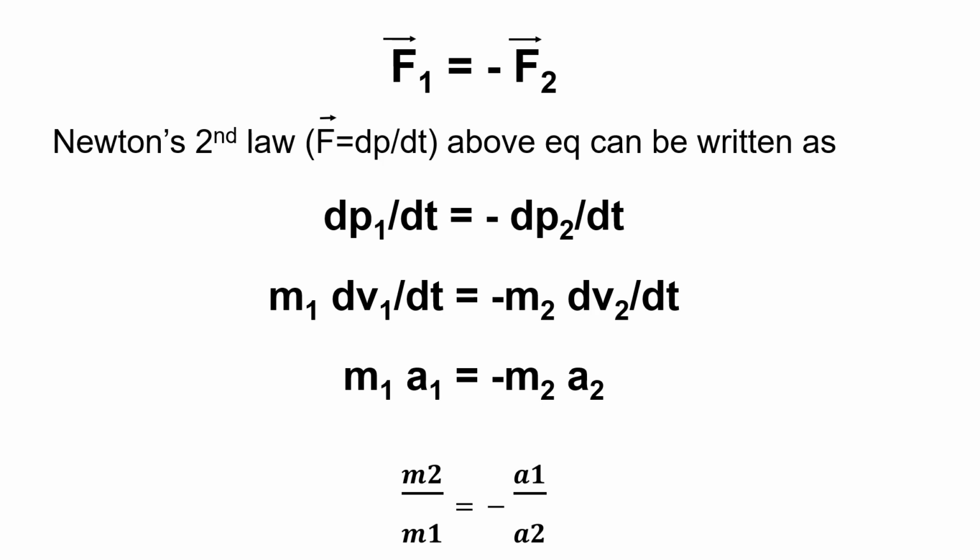We know that dv over dt is the acceleration, so dv1 over dt gives acceleration a1, that will become m1 a1, and is equal to minus m2 dv2 over dt, that gives a2, the acceleration of the second object, the reaction force. So a2 is equal to dv2 over dt, and the equation becomes m1 a1 is equal to minus m2 a2. By rearranging the equation, we get m2 over m1 is equal to minus a1 over a2, that are the ratios of the two masses with respect to each other.